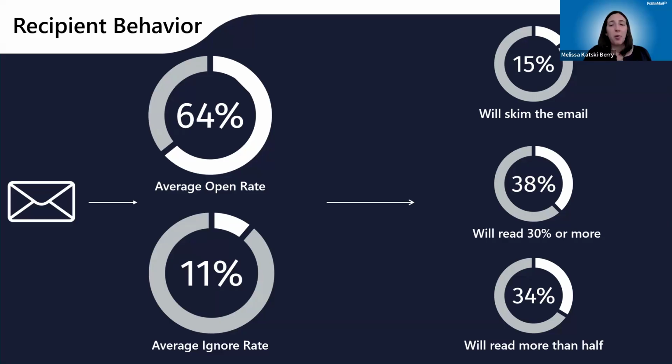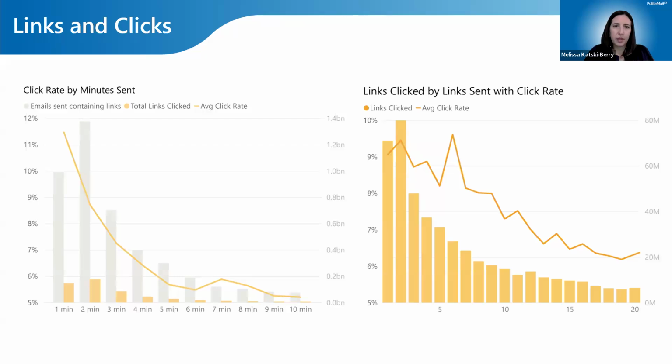Of the people who open and don't ignore the message, 15% will just skim it, 38% will just reach that 30% threshold, and 34% will read more than half. So in terms of structuring your email, what does the data say about length?